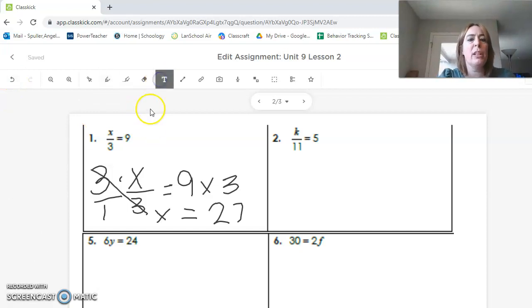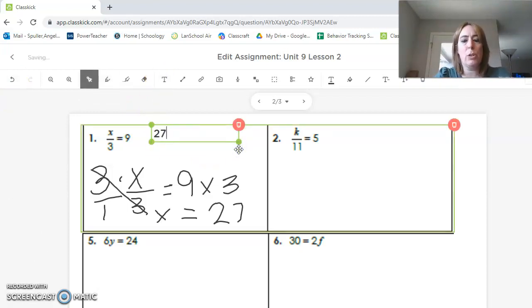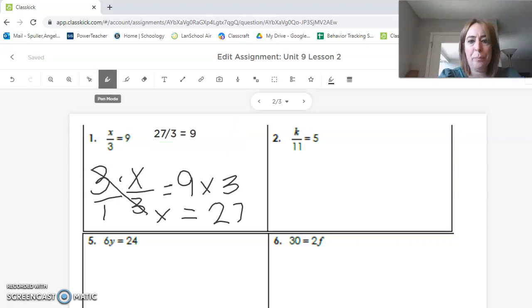So let's prove it. Remember, we have to prove it by putting it in. So we're going to say 27 divided by 3 equals 9, which is true. Okay, let's do the next one.